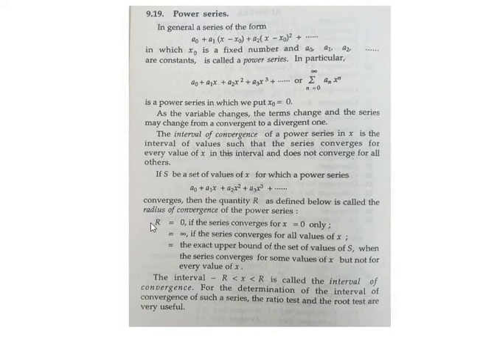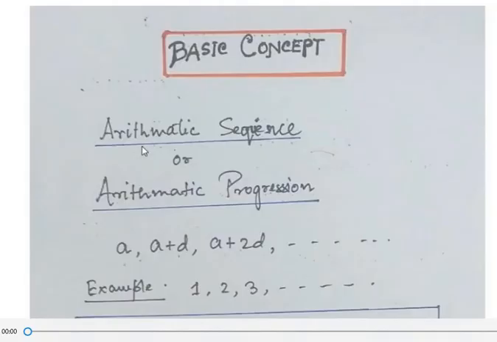Capital R is the radius of convergence. And for calculating this capital R, we can use other tests that we already know, like the root test, the Cauchy's test, etc. When we calculate this R, then depending on the value of R, we can say whether the power series is converging or not, and if it is converging, then for which values of x it is converging.